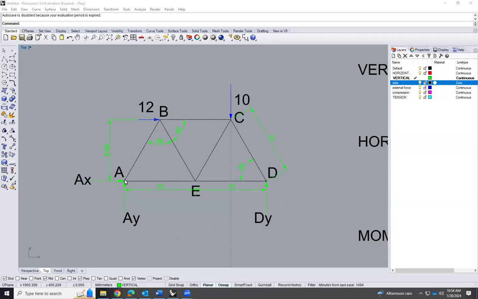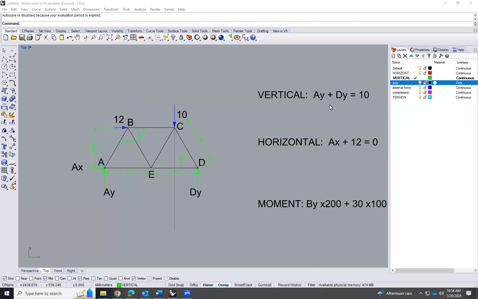We have a pin, or a hinge, here, so that's why we have two reactions, in the X and in the Y, and we have a roller here, and we only have one reaction. And we have two forces. This is 12. You will have different numbers. This is 12. This is 10.